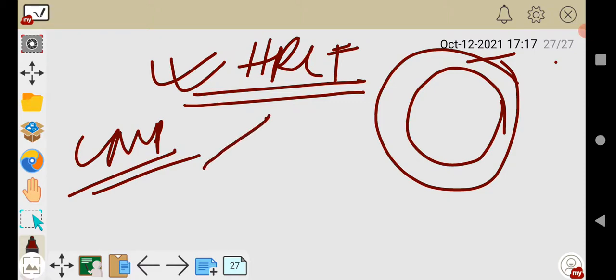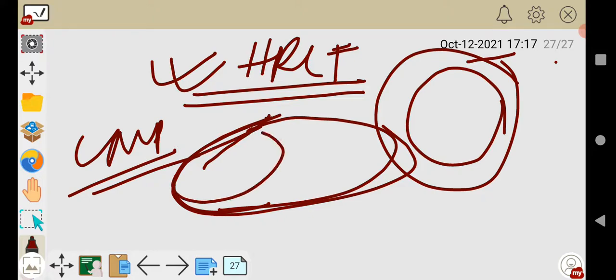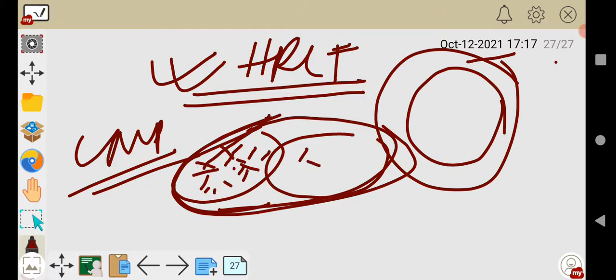Now, how will you see the ground glass? In CT, you will see sections, correct? So in these two lungs, you will see ground glass opacifications, mainly like this, pavement type ground glass opacifications, okay?